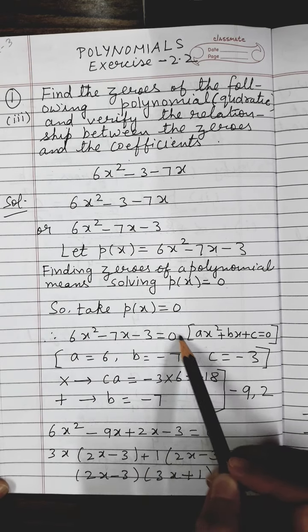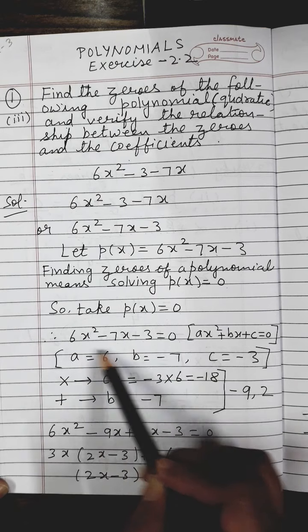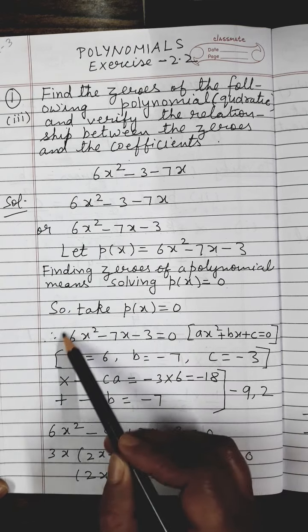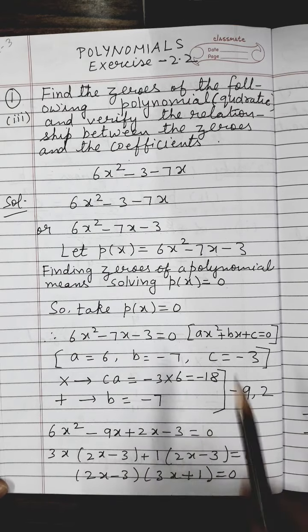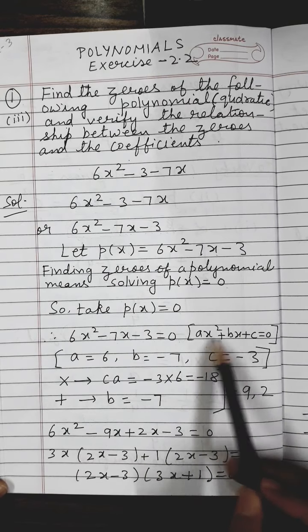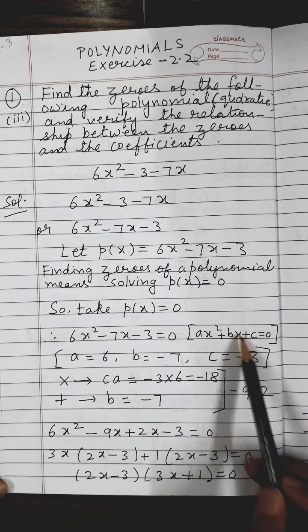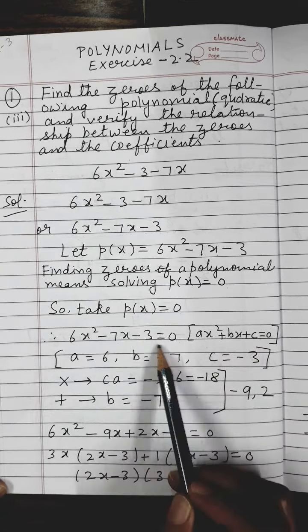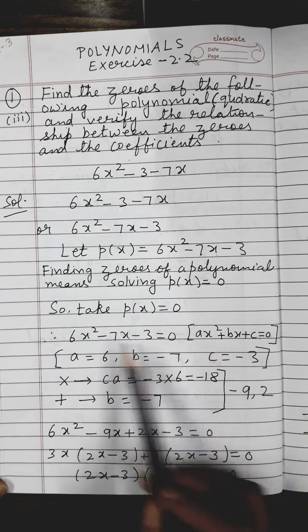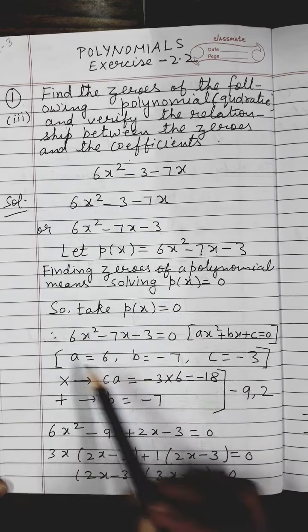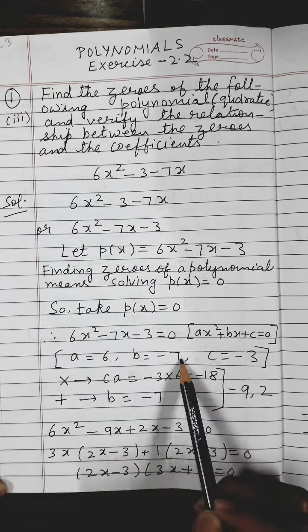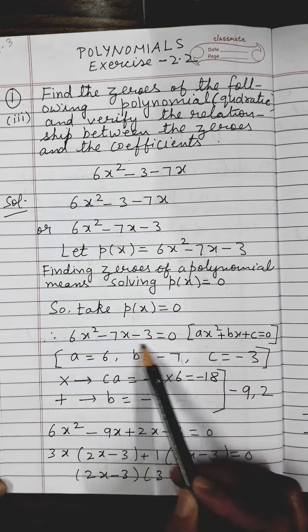So finding 0 simply means you have to find the values of x for which this polynomial becomes equals to 0. So actually this becomes a quadratic equation. Now the general representation of quadratic equation is like this: ax square plus bx plus c equals to 0. So you can pick up the values of a, b, c by comparing this polynomial with the standard form. So what is the value of a? Coefficient of x square 6. What is value of b? Coefficient of x minus 7. What is value of c? The constant term along with its sign.